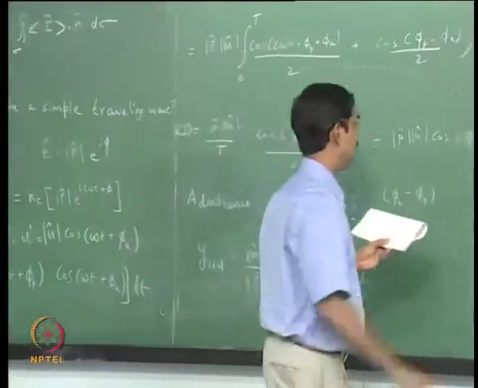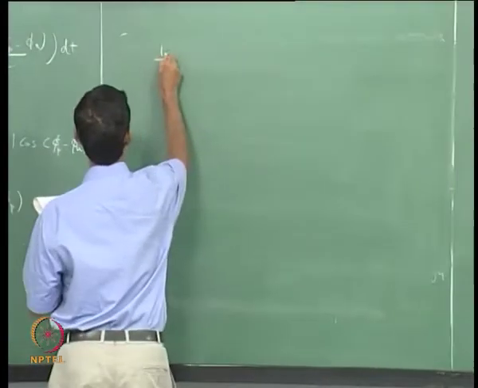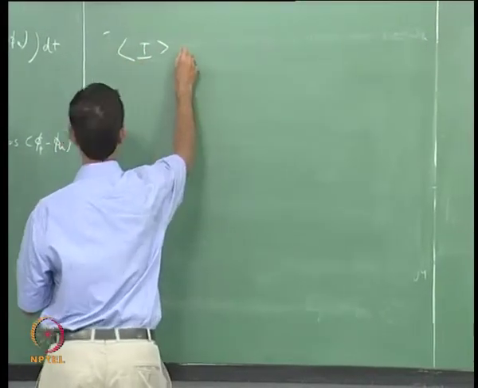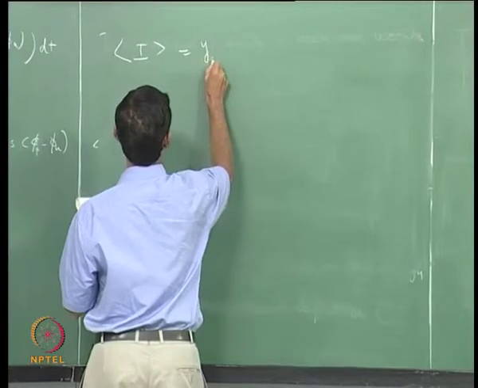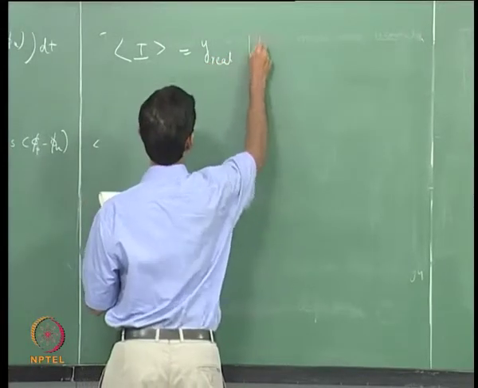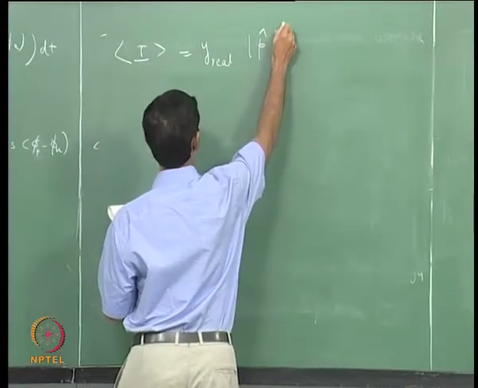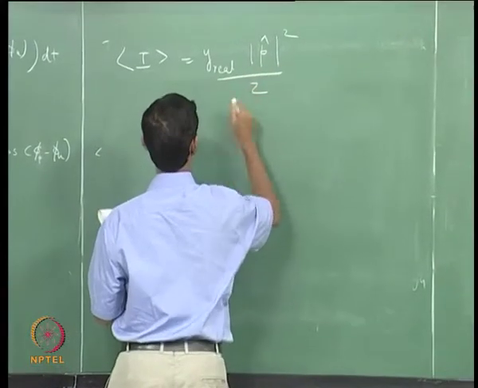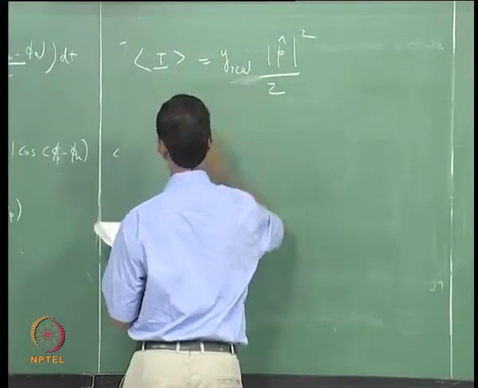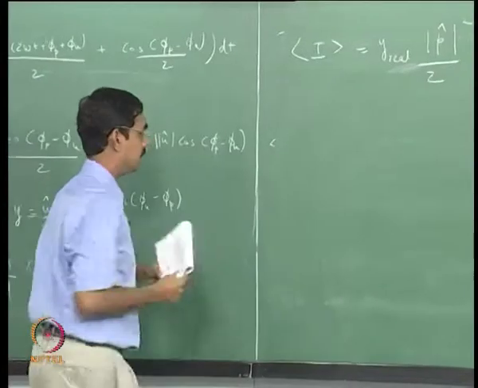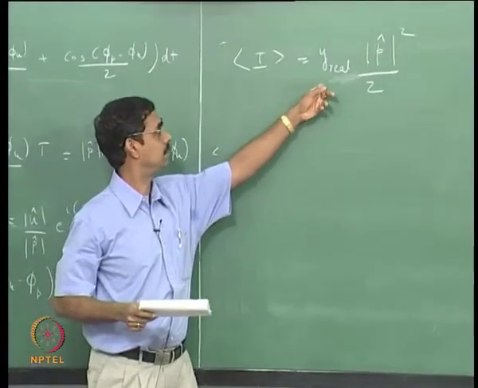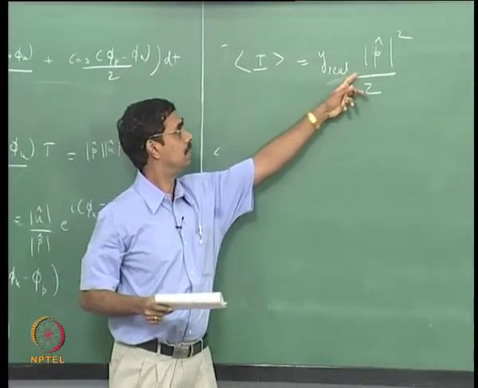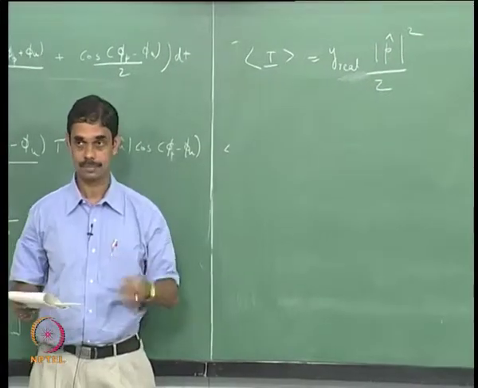And so we can then write the intensity which we got here in terms of this admittance. So I is really Y real into the RMS pressure squared. So the intensity is the real part of admittance multiplied by the square of the RMS value of the pressure.